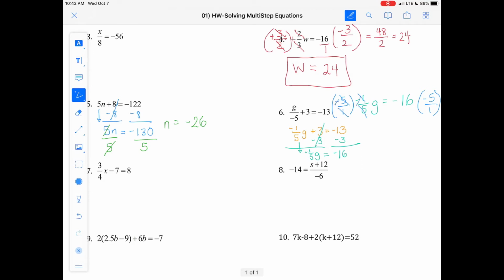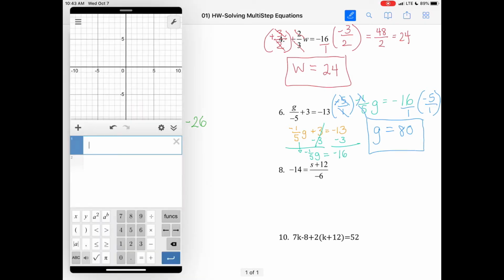So here, 5, 1, 1 goes away. The two negatives, same. Leaves me with g equals, and now just to make this clearer, I'm going to put 16 over 1. So I have negative 16 over 1 times negative 5, and that leaves us with some Desmos work, but I think that gives us positive 80.